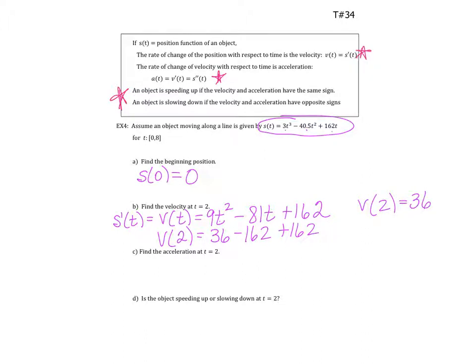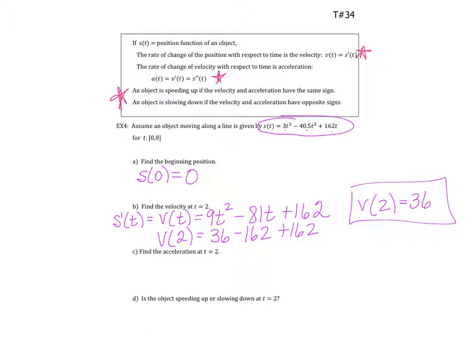Notice my labeling, how I label everything. Now, this did not say anything about units. Units were not introduced in this problem, so I do not have to put units on my answer. I don't have to say units over time squared or whatever the case may be. If they didn't introduce units, you do not have to put units in your answer. But you do need to label v of 2 equals.